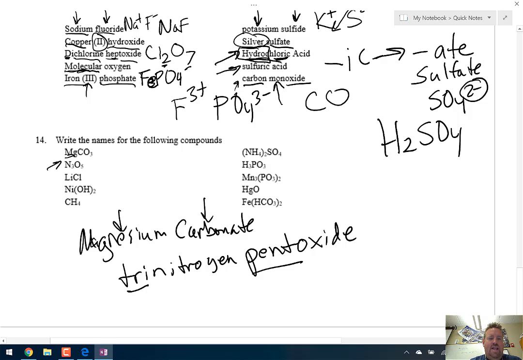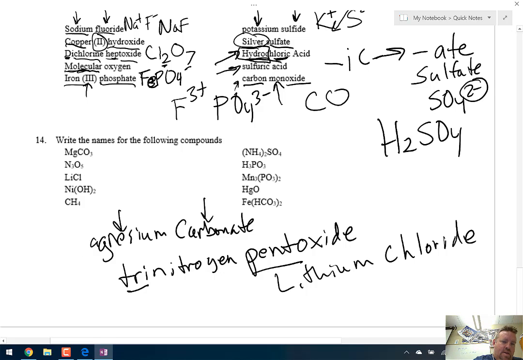Okay, the next one, LiCl. Lithium is a metal. Chlorine is a nonmetal, so it is ionic. So no prefix is needed. And chlorine just becomes chloride. So that is just lithium chloride.